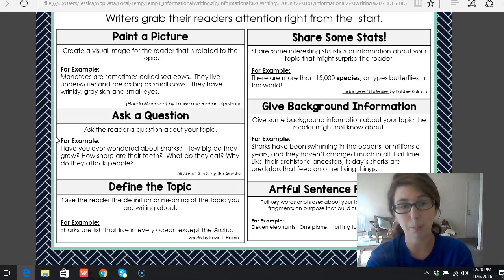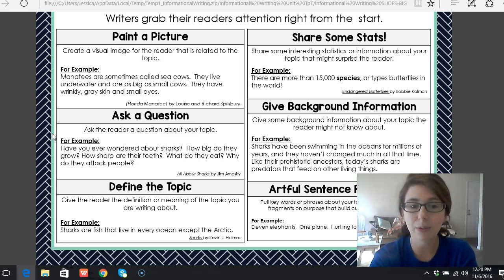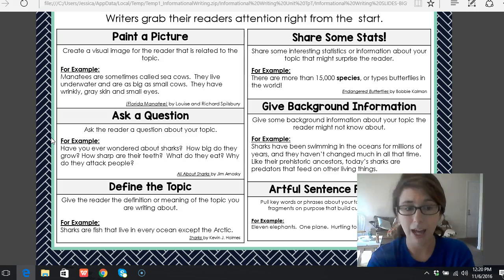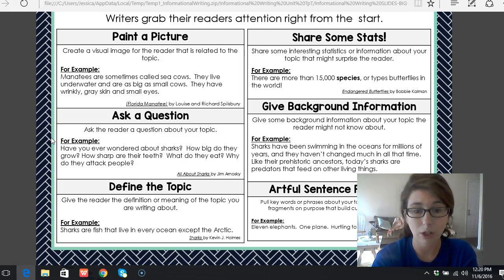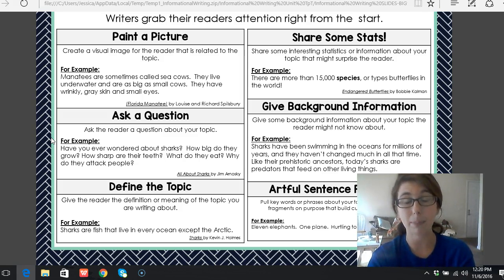Another way to introduce your writing, ask a question. This is something that we did with persuasive writing as well. Ask the reader a question about your topic. For example, have you ever wondered about sharks? How big do they grow? How sharp are their teeth? What do they eat? Why do they attack people? Okay, so this is not a story that Miss Damper would be reading because it's about sharks. I can also see from the title, All About Sharks, that obviously the questions that they ask tie in with their topic.